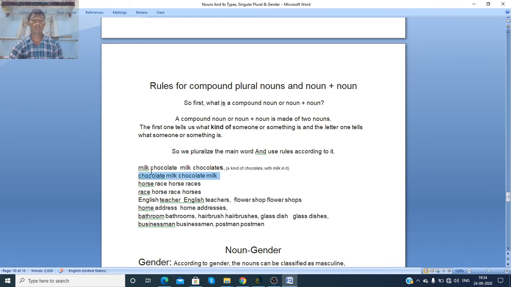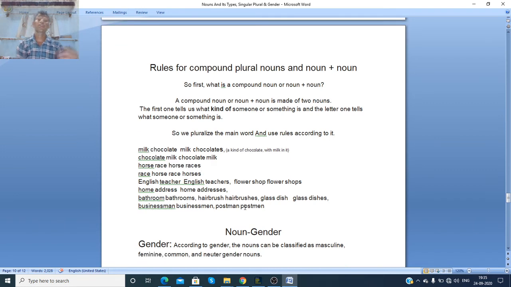I have mentioned it because it doesn't matter if it is a compound noun or noun plus noun, the noun that we are talking about will be changed. But if it is an uncountable noun, it doesn't have a plural form. Milk is an uncountable noun and doesn't have a plural form, so chocolate milk will be chocolate milk. Milk chocolate will become milk chocolates. Horse race will become horse races, race horse will become race horses.